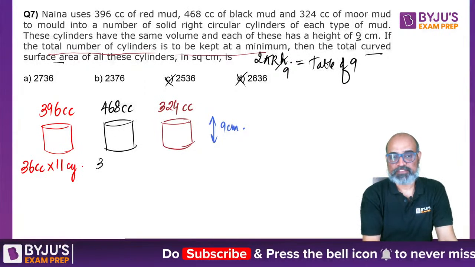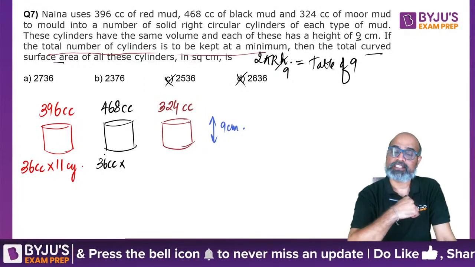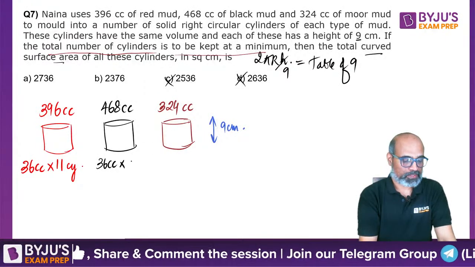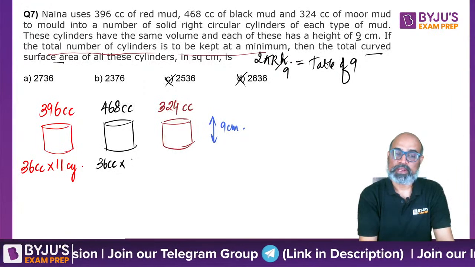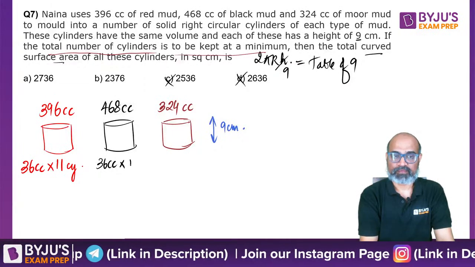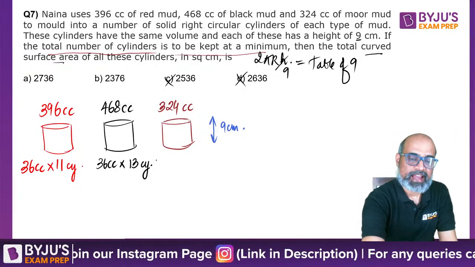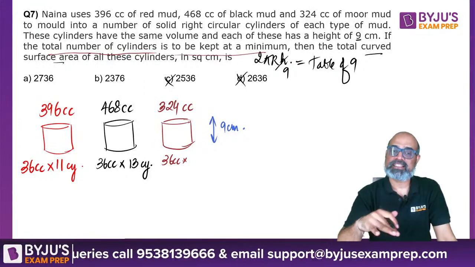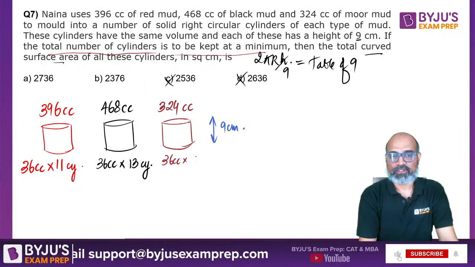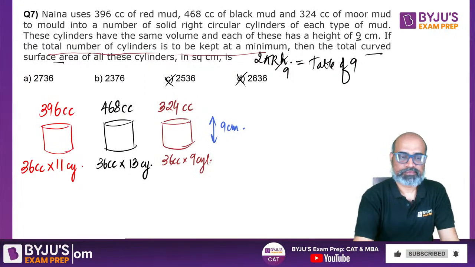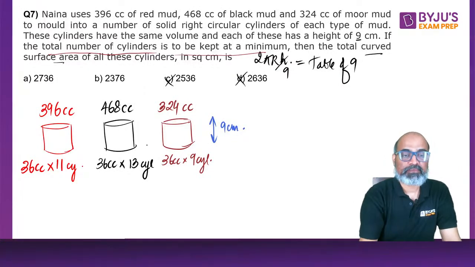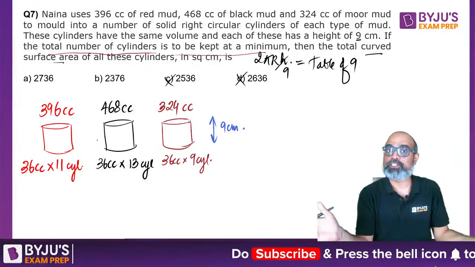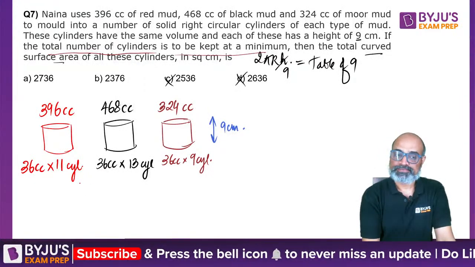If I look at 468 and if I take out 36 cc of volume from 468, how many such cylinders can I form where each cylinder has a volume of 36 cc? How many? 13. And what about the moor shape? If I cut slices of 36 cc each, how many will we have? So 9 cylinders. So can I say this is the minimum number of cylinders I can have, because I was trying to give the maximum possible volume that can be taken out, and the volume needs to be equal, right? Okay.